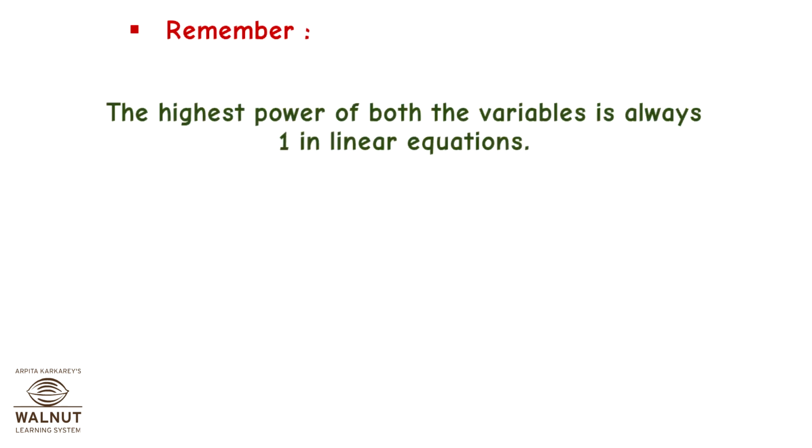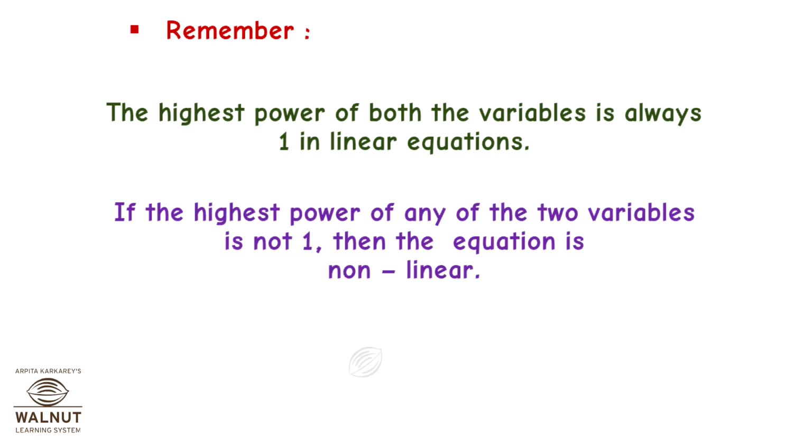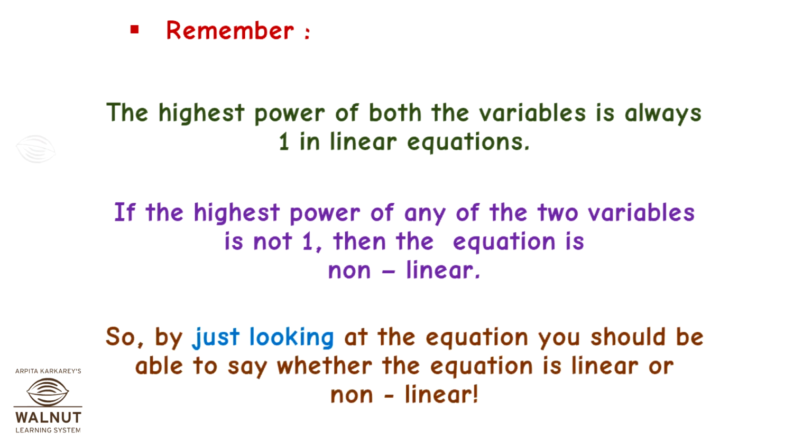Remember, the highest power of both variables is always 1 in linear equations. If the highest power of any of the 2 variables is not 1, then the equation is non-linear. So, by just looking at the equation, you should be able to say whether the equation is linear or non-linear.